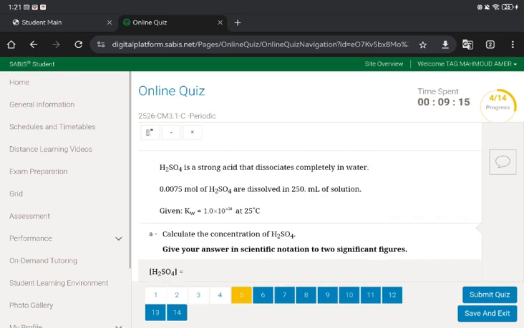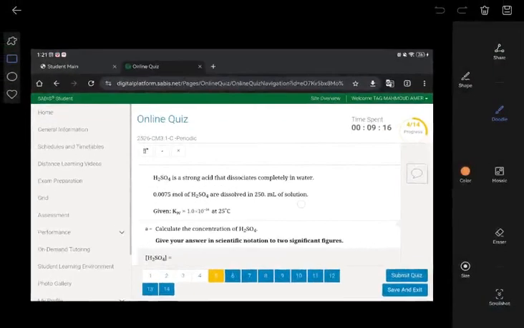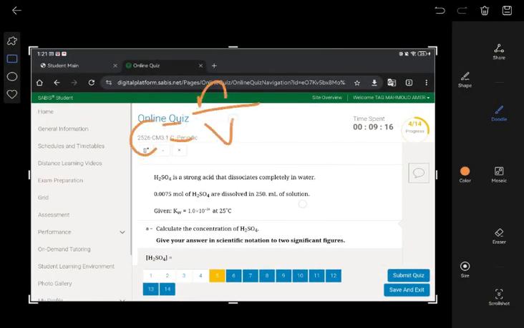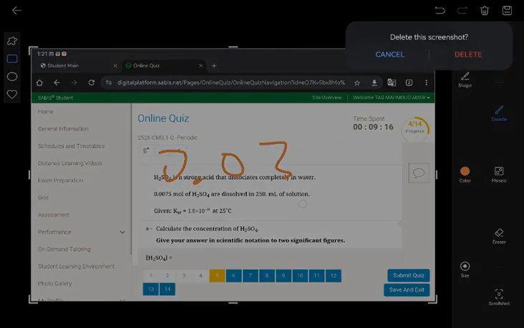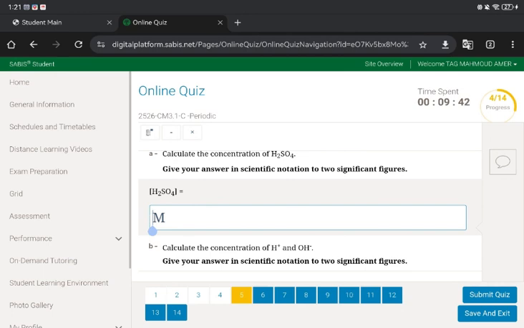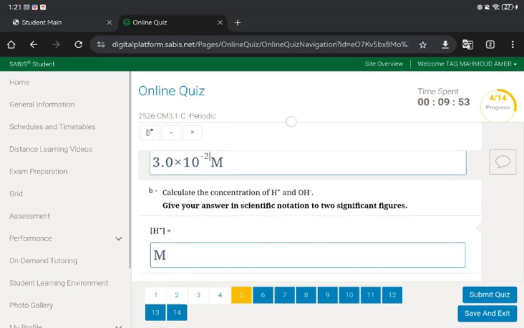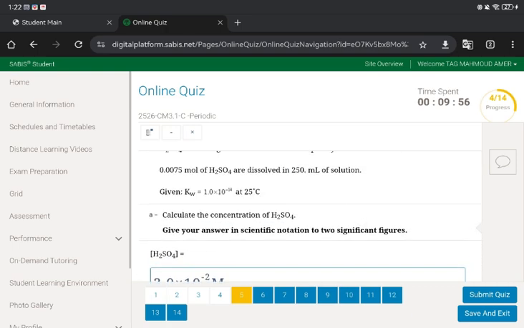Okay, you have the moles and you have the volume. So again, C equals n over V. Instantly, you don't have to get the n. It's already given to you. So it's 0.0075 divided by 0.25. You get 0.03. That's your answer. So of H2SO4, 3.0 times 10 to the power of negative 2.